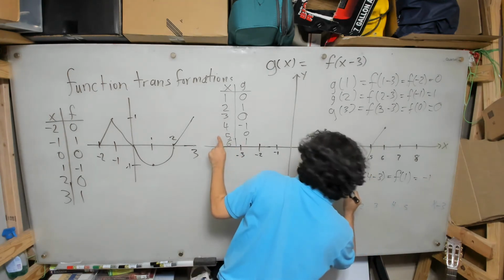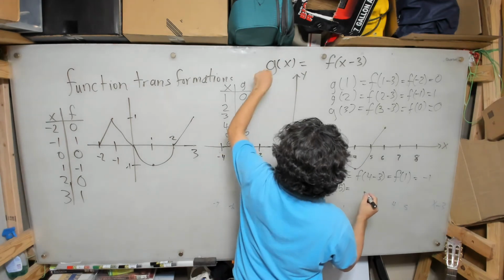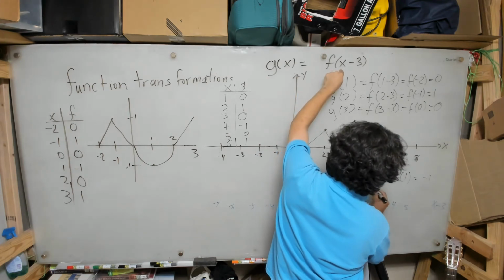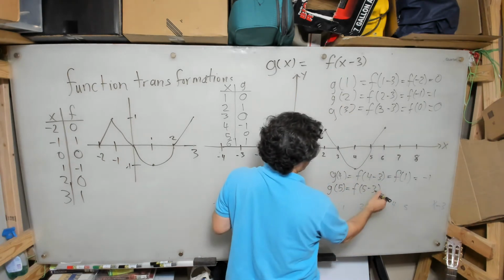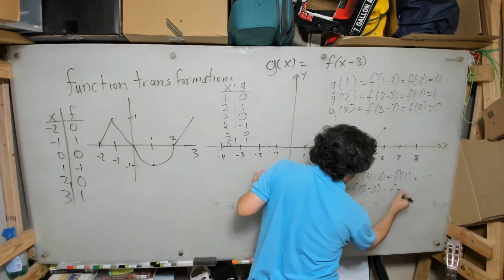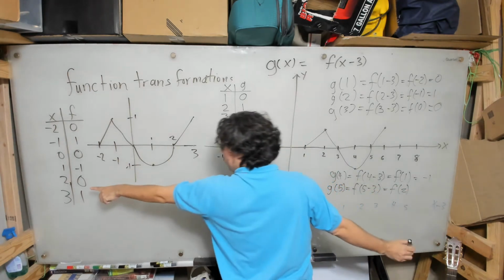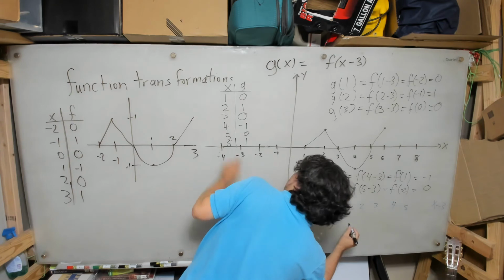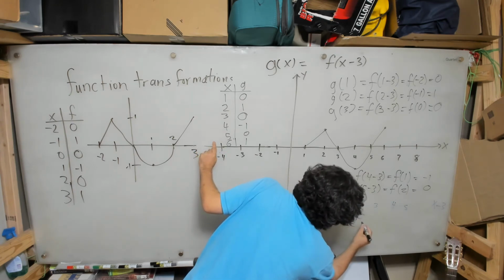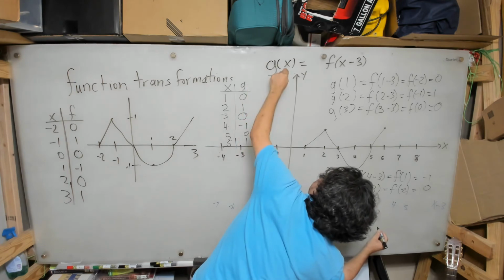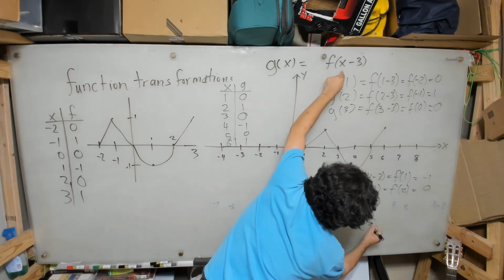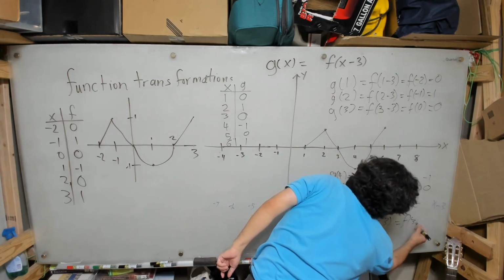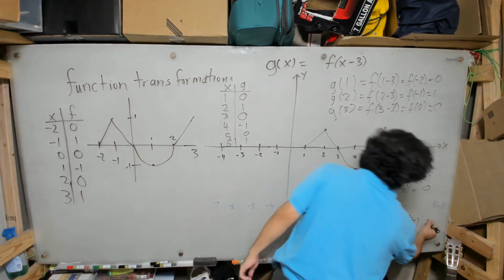The next one will be g of 5. G evaluated at 5 is equal to the function f evaluated at 5 minus 3. What is 5 minus 3? That's 2. That means that this is going to be f evaluated at 2. And we know from our table that f evaluated at 2 is 0. And finally, g evaluated at 6 is equal to f evaluated at 6 minus 3. What is 6 minus 3? That's 3. So it'll be f evaluated at 3. And of course, f evaluated at 3 is 1.